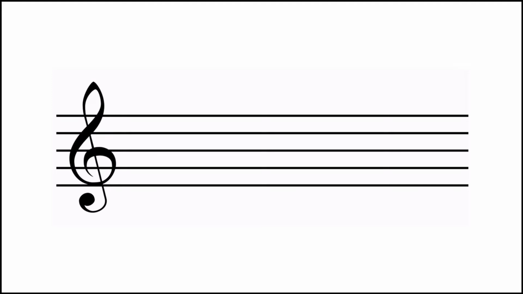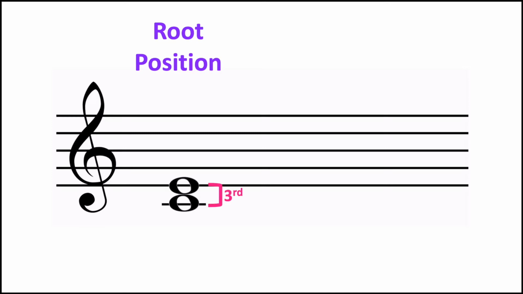So far, in our study of chords, we have always written our triads in root position. This means that the root note is written at the bottom of the triad, followed by a third and fifth above it. This triad is a C major triad, and we could label it with a C major chord symbol.